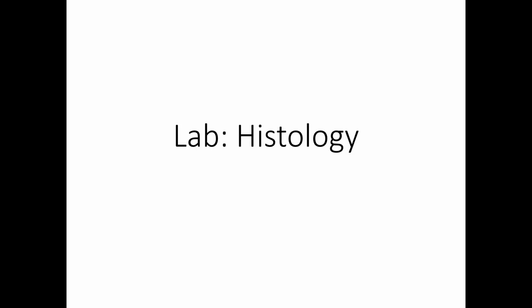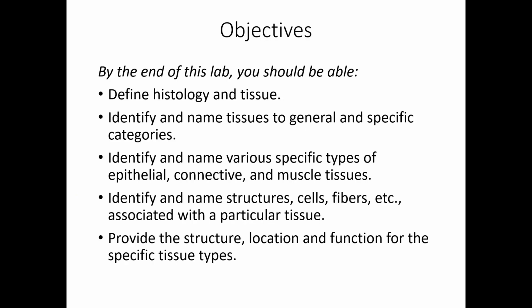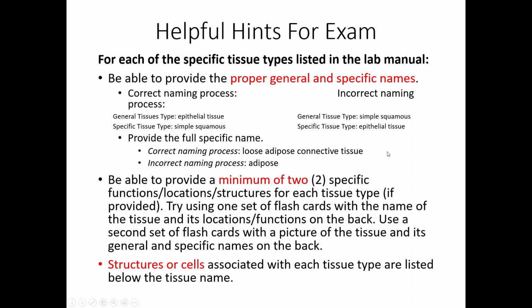In this lecture, we will discuss histology, specifically how to identify tissues. A few helpful hints for the exam. You will need to be able to identify both general and specific tissue types. There are only 4 general tissue types: epithelial, connective, muscle, and nervous tissue. However, there are many specific tissue types.